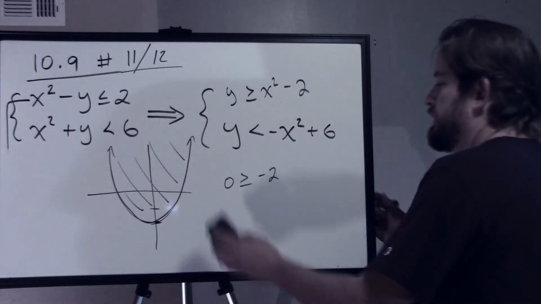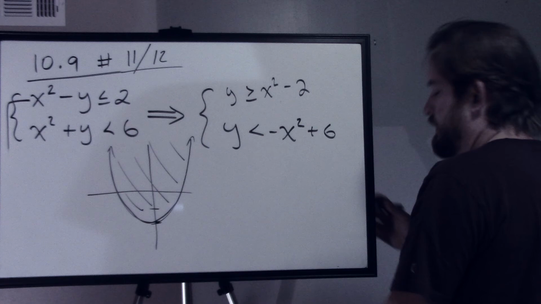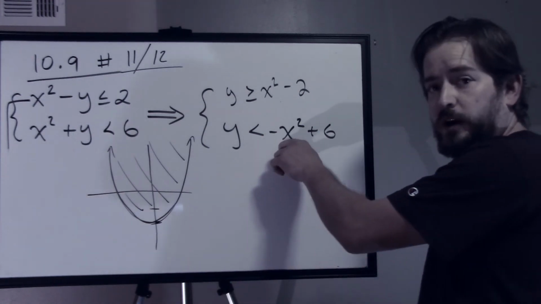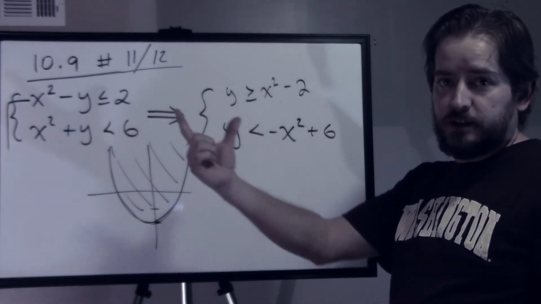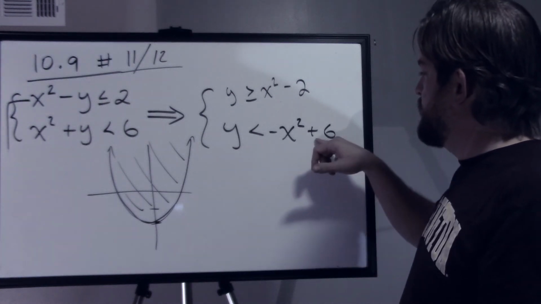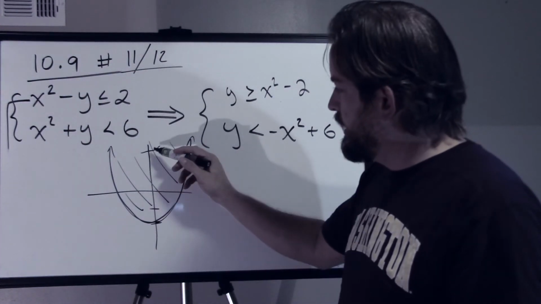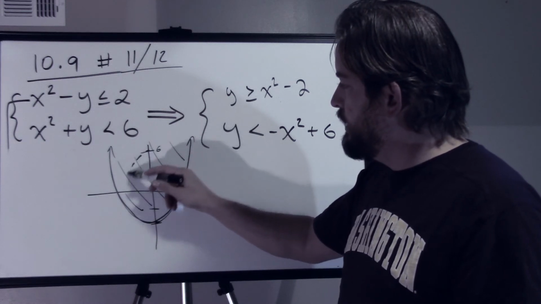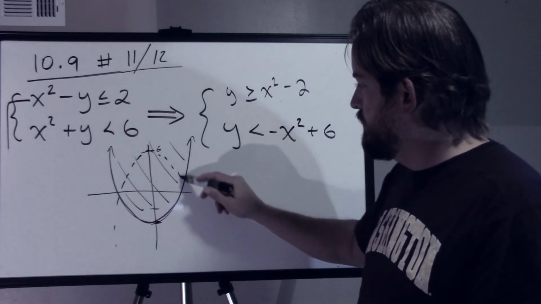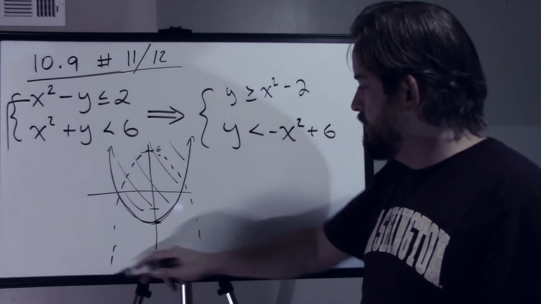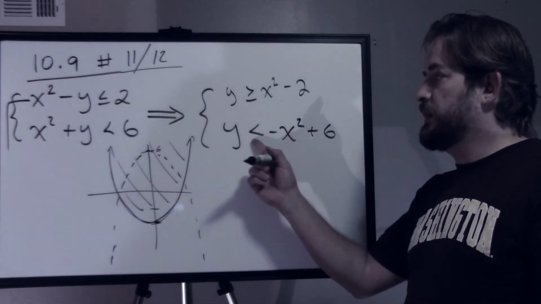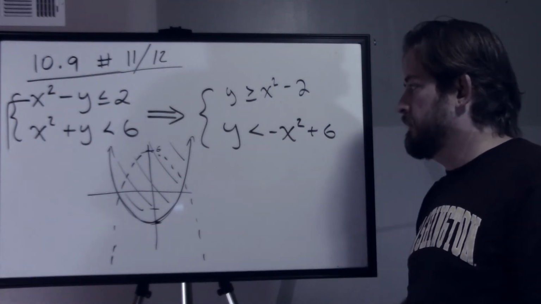Okay. Now, this other one is an x squared, but it's negative, so that means it's been flipped down. But it's also been shifted up by 6, so up here at 6, I simply have a parabola going the other way. And it's dotted because it's a strict inequality.